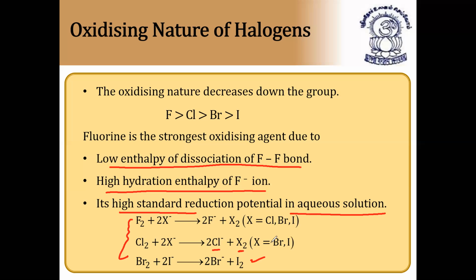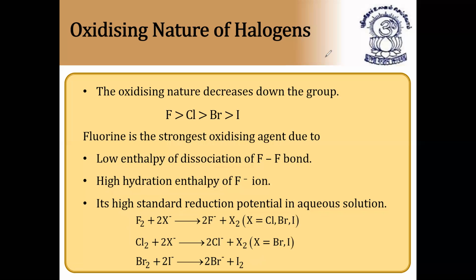Chlorine can displace bromine and iodine, and bromine can displace only iodine. I hope it is clear. So this has the highest standard reduction potential in aqueous solution. So fluorine is the strongest oxidizing agent among the following. I hope it is clear.